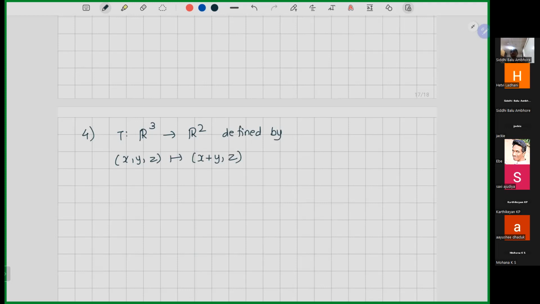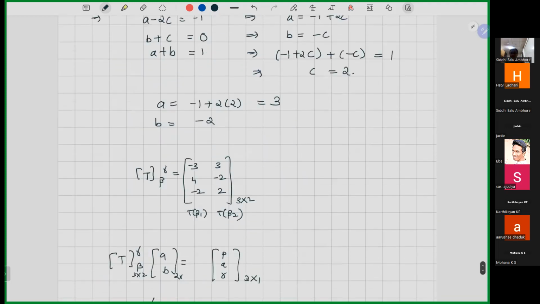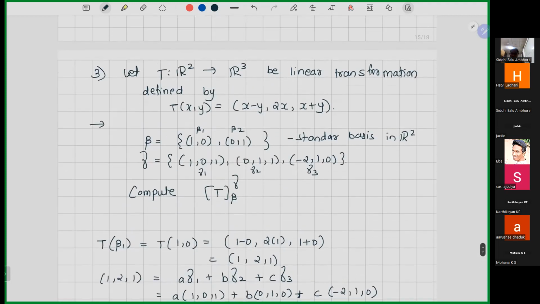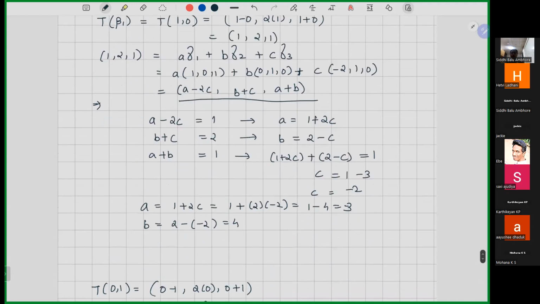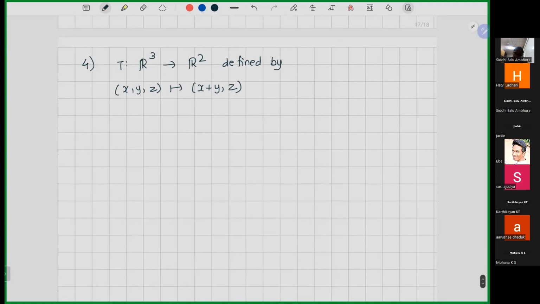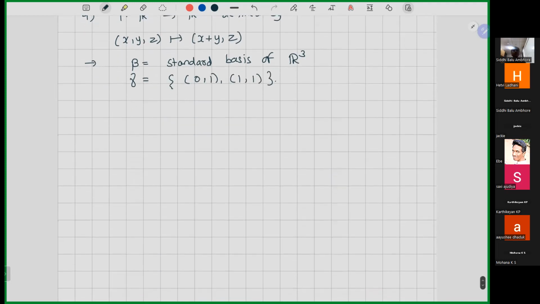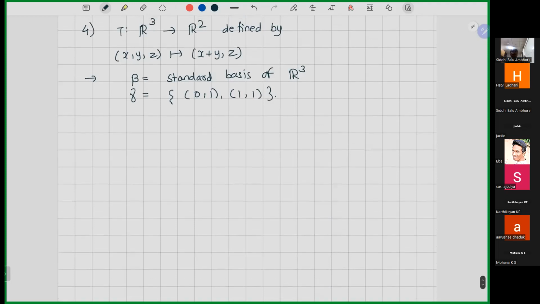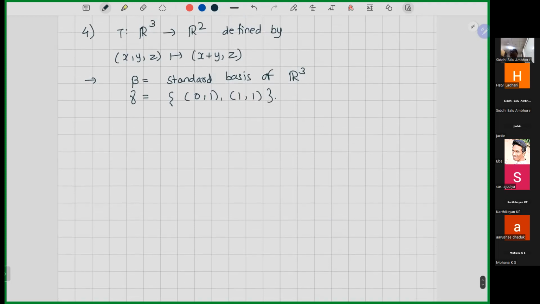Okay, we will again try to solve. So here it was a 3 cross 2 matrix. Now since we are going from R3 to R2, it will be a 2 cross 3 matrix. Okay, and now let us take beta to be the standard basis of R3 and gamma to be this: (0, 1), (1, 1). So we want to find again the matrix of the linear transformation.